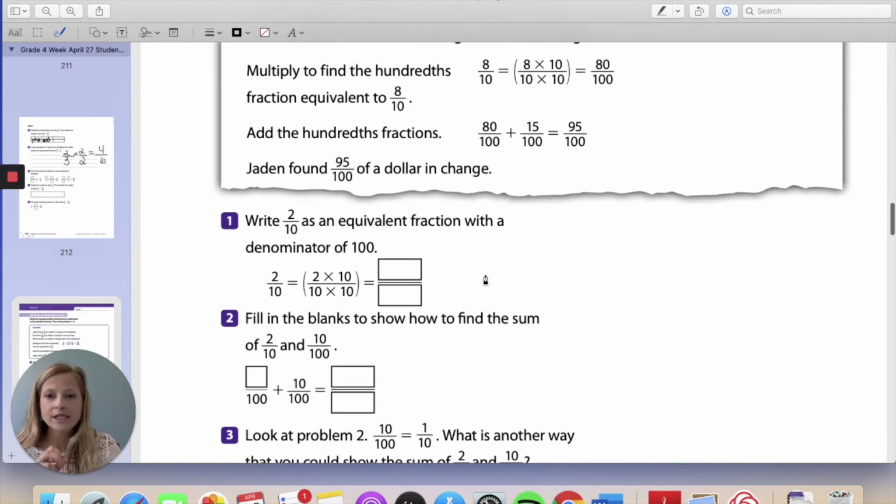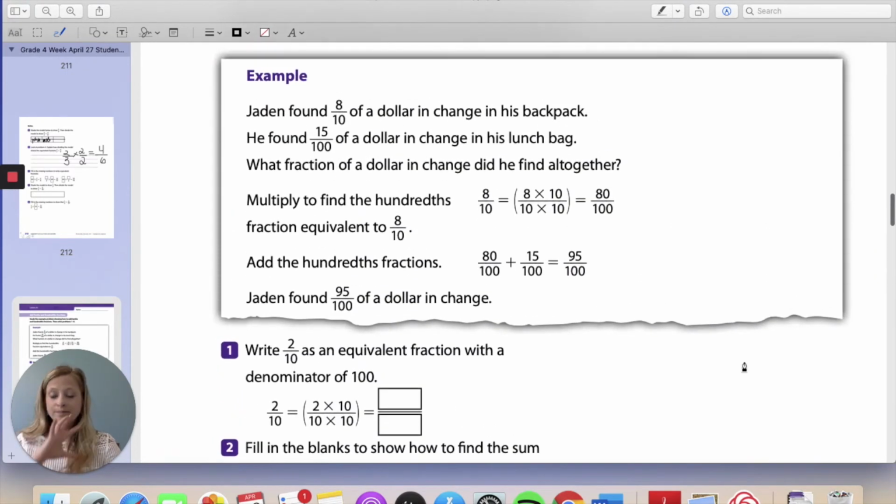But what I want us to do is remember that the tenths and the hundredths all have equivalent fractions to each other. And so let's do a quick fluency with each other. I remember that 1/10 is equivalent to 10 hundredths. I remember that 2/10 is equivalent to 20 hundredths. 3/10, 30 hundredths. 4/10, 40 hundredths. 5/10, 50 hundredths. 6/10, 60 hundredths. 7/10, 70 hundredths. 8/10, 80 hundredths. 9/10, 90 hundredths.